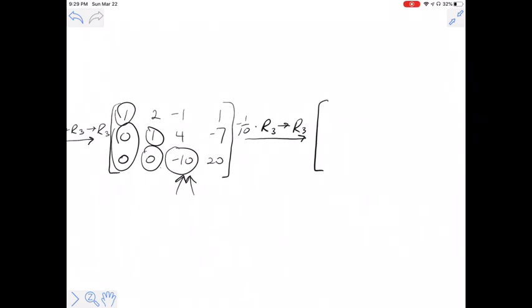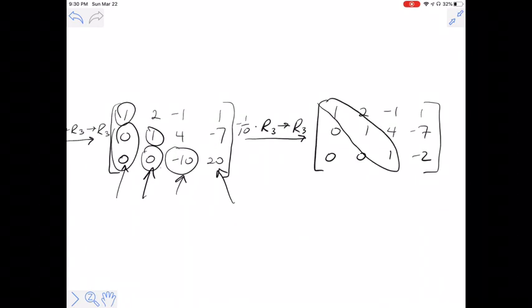And it's got to happen to all the entries. So starting at the beginning, negative 1/10 times 0 is 0. Negative 1/10 there times 0 is 0. Negative 1/10 times 10 is positive 1. And then negative 1/10 times 20 is negative 2. The other rows stay the same. Now we finally have row echelon form. We have 1s along the main diagonal and then 0s right here.